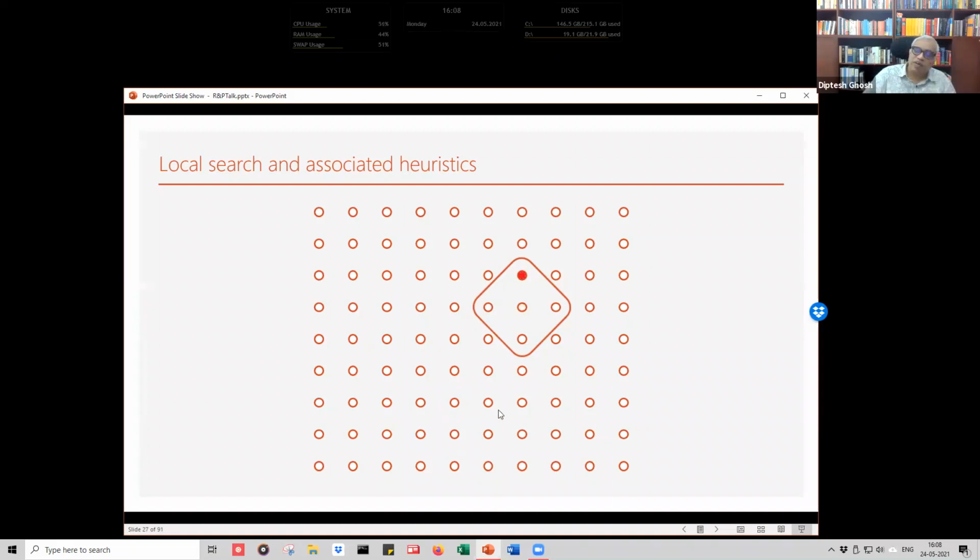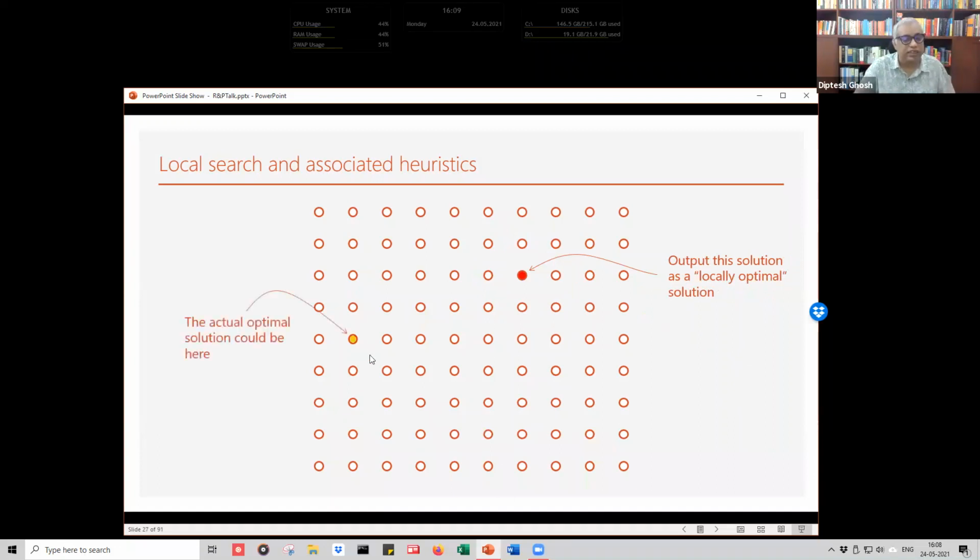You keep on moving to better and better solutions until you reach a point where all the solutions in the neighborhood are not better than this solution. So there is no way in which you can move to a better solution using the neighborhood. In that case, I will output this solution as a locally optimal solution. Why is it a locally optimal solution? Because I can't say whether the solution is the best. The best solution might be somewhere completely different, but given the solutions that I've said are close to my solution, this solution is better than any other solution in its neighborhood.